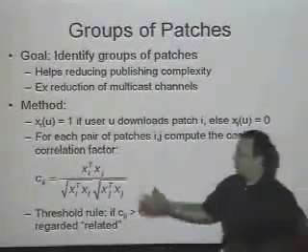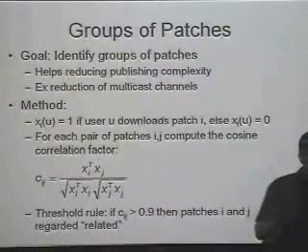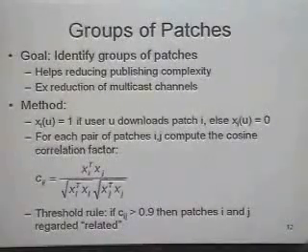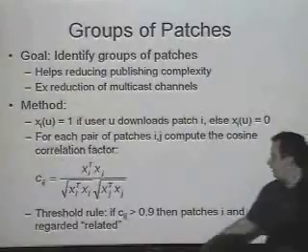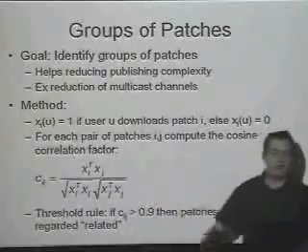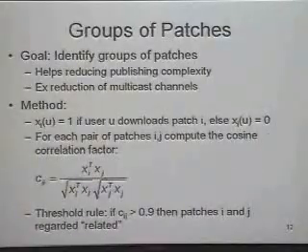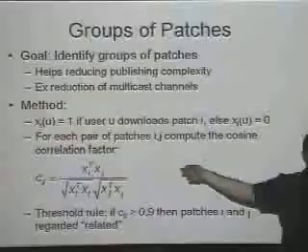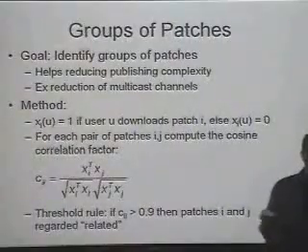If this is equal to 1, it essentially means patches I and J are always updated together. So, picking a threshold of 0.9, we claim I and J are related, are correlated. By doing this, you draw an edge between two patches if the cosine correlation factor is greater than 0.9. It gives you a graph.